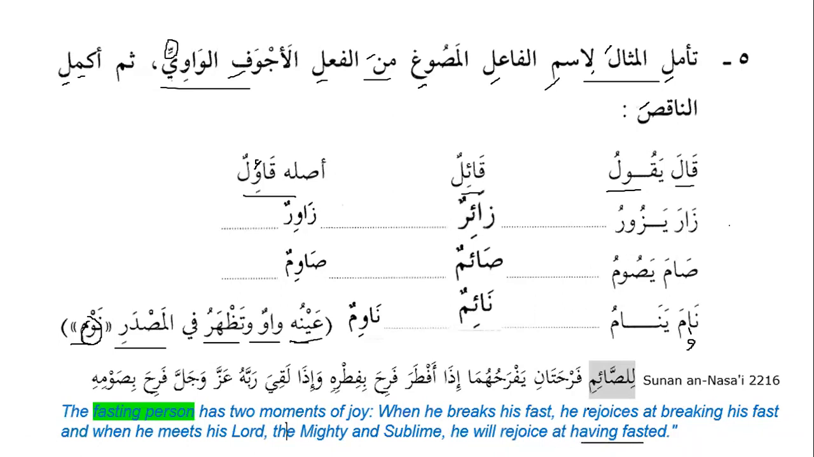So whenever we fast, we have ajr for that. One when we break the fast, and one when we meet Allah subhanahu wa ta'ala, who will give the ajr for that. And here we can see lis-sa'imi, the one who fasts. What will be the feminine of sa'imun? Sa'imatun. Okay.